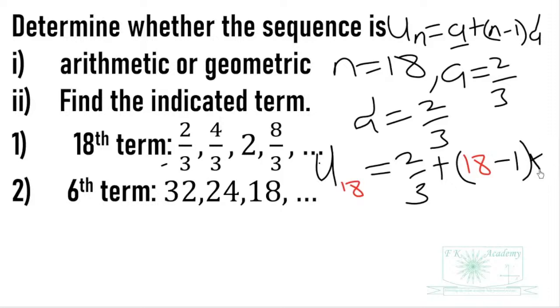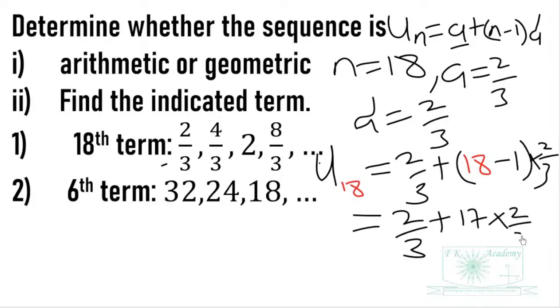So times 2 over 3. So let's simplify. This will simplify to 2 over 3 plus 17 times 2 over 3. So 17 times 2 is 34 over 3. So the LCM is going to be 3.